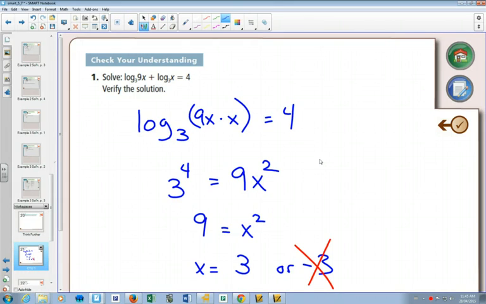So the questions you can do for practice. 3, 4, and 9.